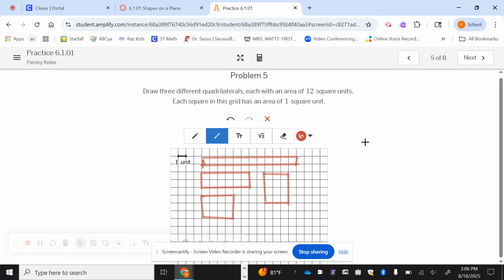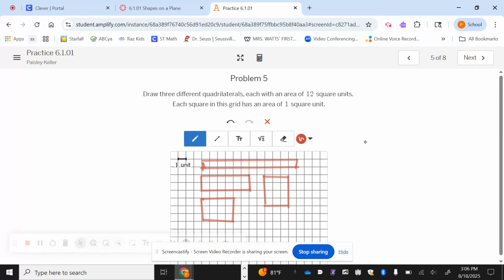Other quadrilaterals would be like parallelograms. But again, you just want different ways of making 12. It's not letting me draw. 12 by 1 or a 1 by 12, a 2 by 6, and a 3 by 4. Lots of different ways to make these. 6 by 2, 4 by 3, any way you want to do it. I think I got these labeled wrong, but we're good.